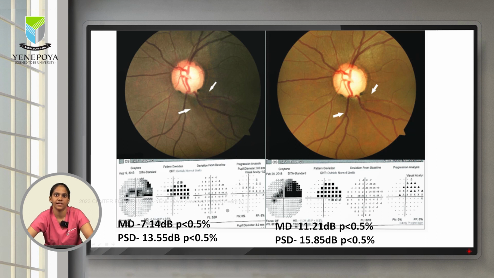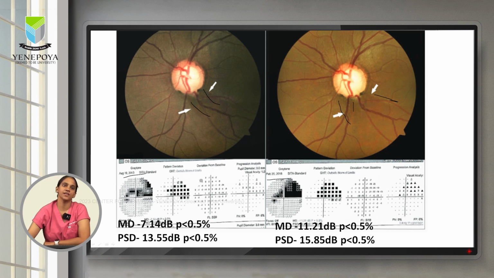This is a second case. This is the same patient, this was in August 2013 and this picture is February 2018. You see this defect here, small defect here, entire RNFL is lost. There is only one small fiber left here and one small fiber left here. Look at the amount of defect here, how much it has proceeded, how much the cupping has also progressed.